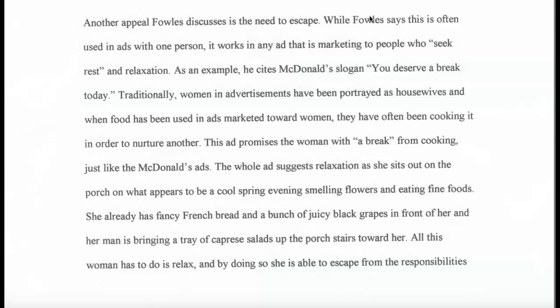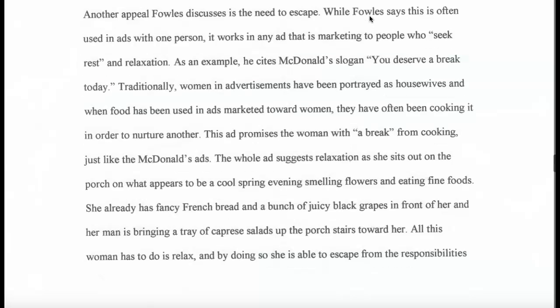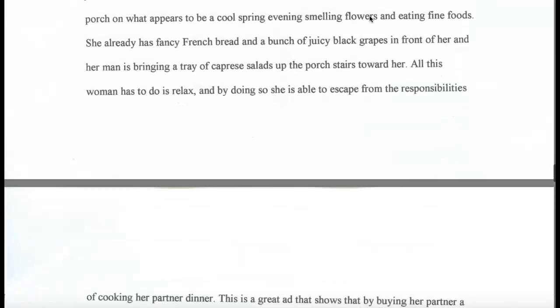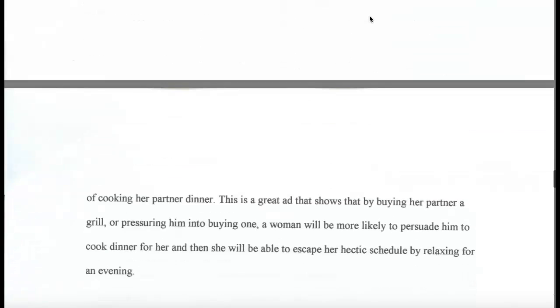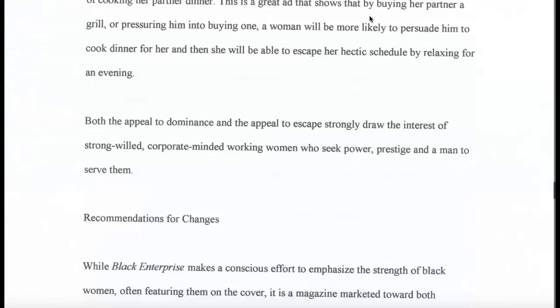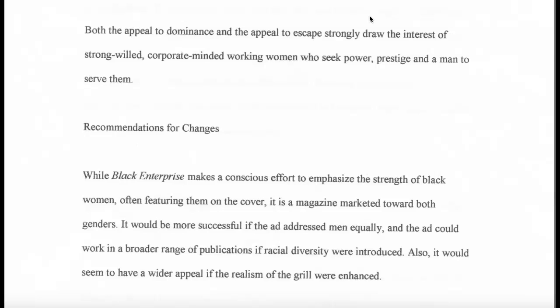So now we see this woman taking a break from cooking because her man is bringing her the food while she relaxes on the patio. And it gives lots of details to show things that are relaxing. Both the appeal to dominance and the appeal to escape strongly draw the interest of strong-willed, corporate-minded working women who seek power, prestige, and a man to serve them. So we get a brief kind of summary of what the analysis says.